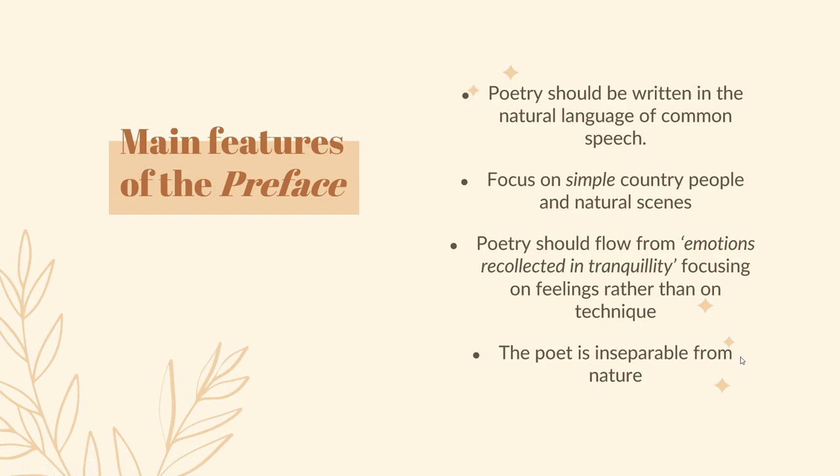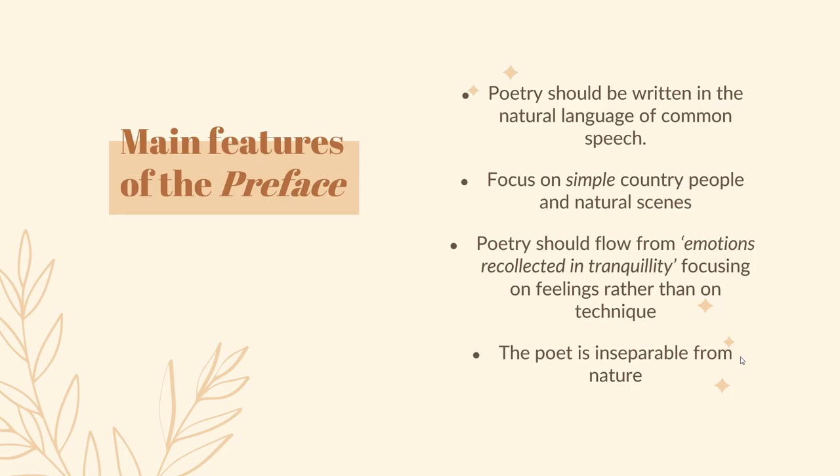So, what Wordsworth and Coleridge say about poetry, remember, it has a didactic aim at this point, is that poetry should be written in the natural language of common speech. We have to focus on simple country people and natural scenes. Okay, so make everything simple. And this is what people remember a lot from the preface, this sentence: emotions recollected in tranquility. This is what Wordsworth says. Poetry should flow from emotions recollected in tranquility.